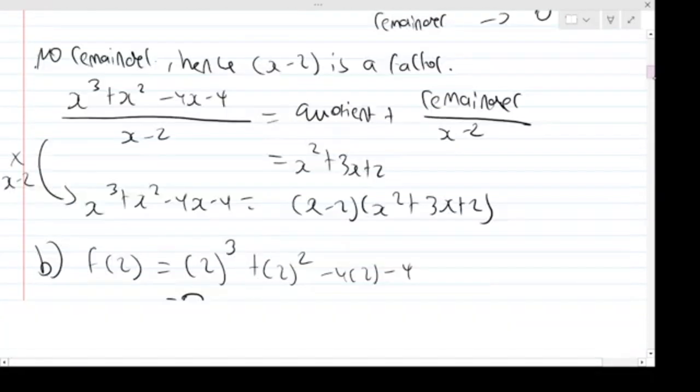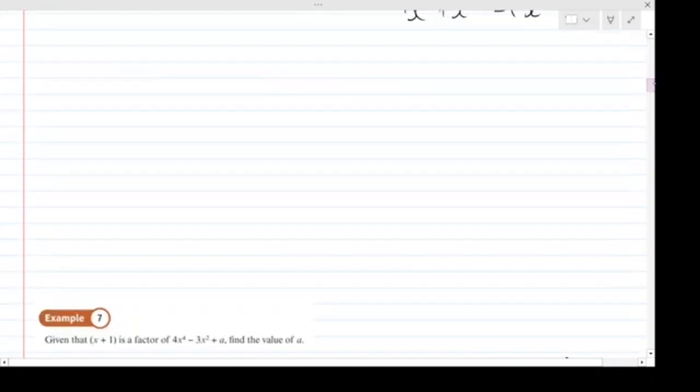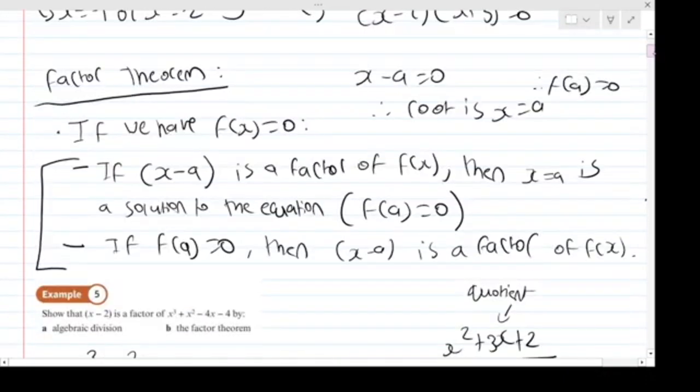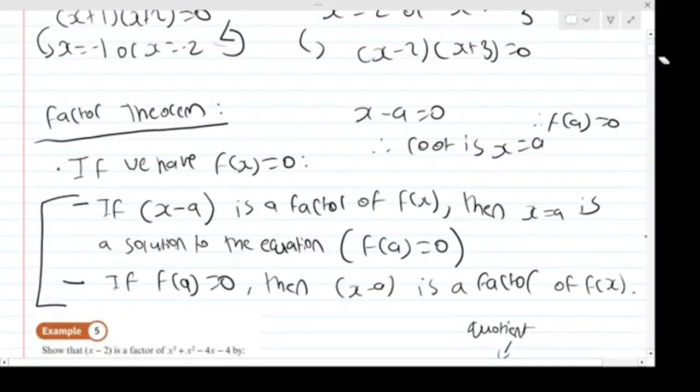I'll scroll up to remind you again what we wrote. Where did we write it? Yeah, we wrote it. This is the factor theorem there. But yeah, that is the factor theorem.